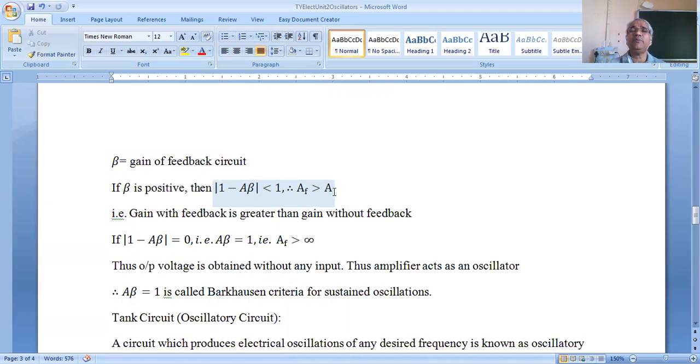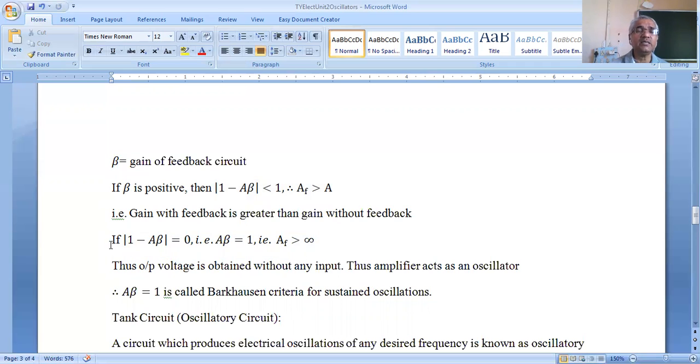म्हणजे gain of the amplifier will not be greater than the without feedback. बरोबर, कारण without feedback चा gain आपल्याला काय असेल, जास्त असेल. The gain with feedback is greater than gain without feedback, आपल्याला अशी condition मिळेल. आपण ही condition घेतली की if beta is positive.